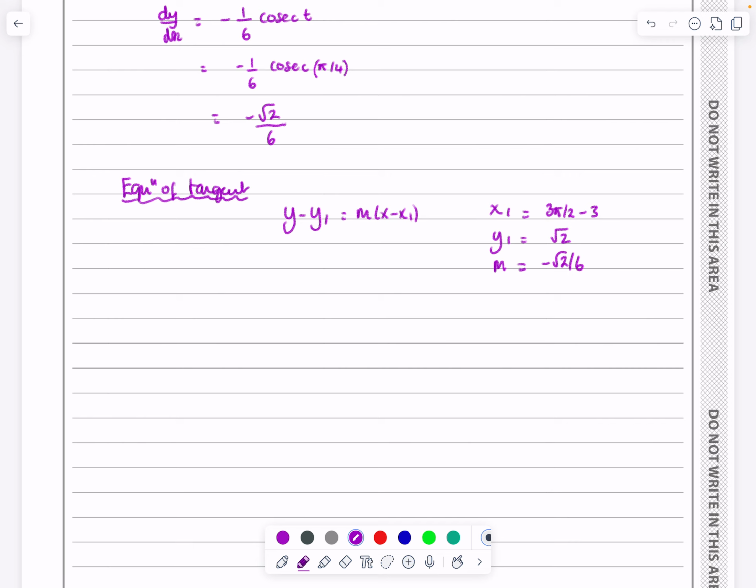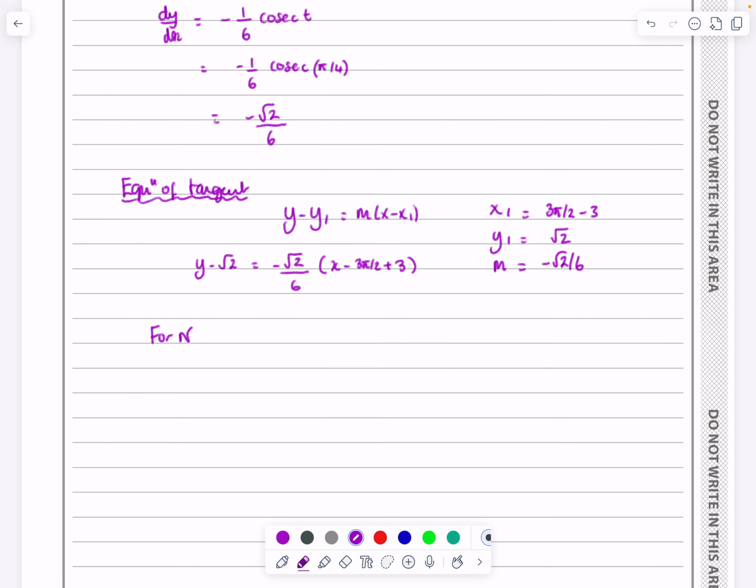So y minus, let's just be careful, root 2 is equal to m, which is minus root 2 over 6, times x minus x1, which is x minus 3 pi over 2, but then plus 3. That's a mistake you're likely to make if you're not really concentrating: you'll make it a minus and a minus there. So that's my equation. I don't need to rearrange it and make it look really neat. Remember, I'm just looking for N.